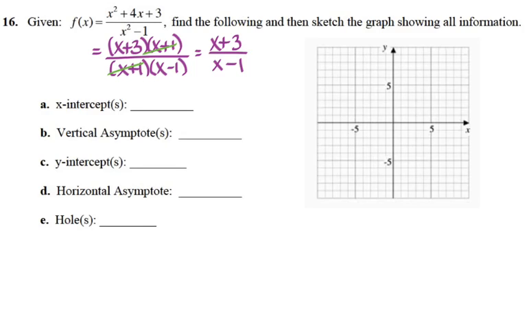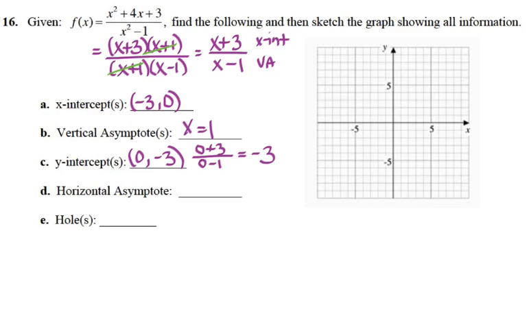Again, your x-intercepts come from the numerator. So the zero of the numerator is at -3, so I'm going to have an x-intercept at -3. Your vertical asymptote comes from the denominator. So I'm going to have a vertical asymptote at x equals 1. Your y-intercept you get by plugging in 0 for x. You can plug into the original or into your leftover function. I'm going to just plug into my leftover, but it really doesn't matter which one you plug into. So your y-intercept is at (0, -3).